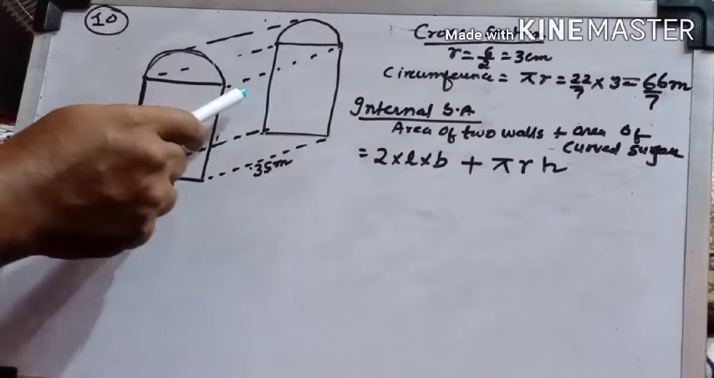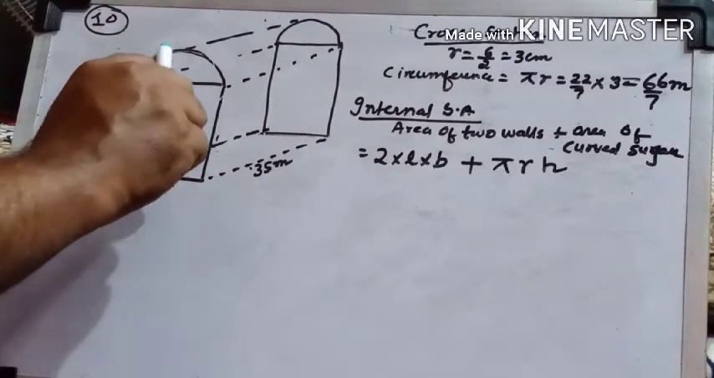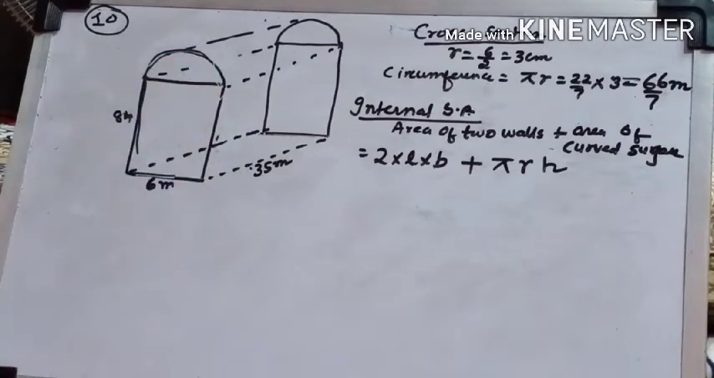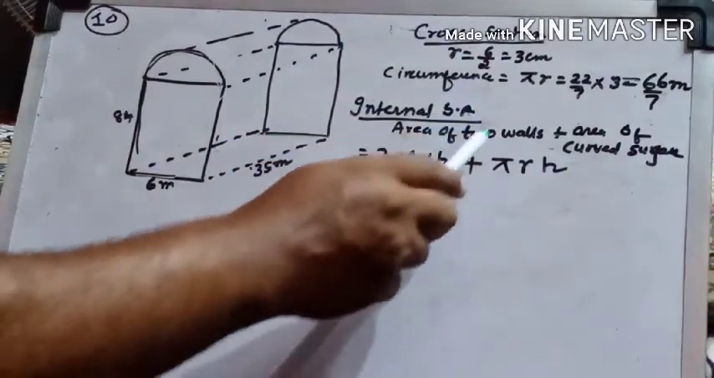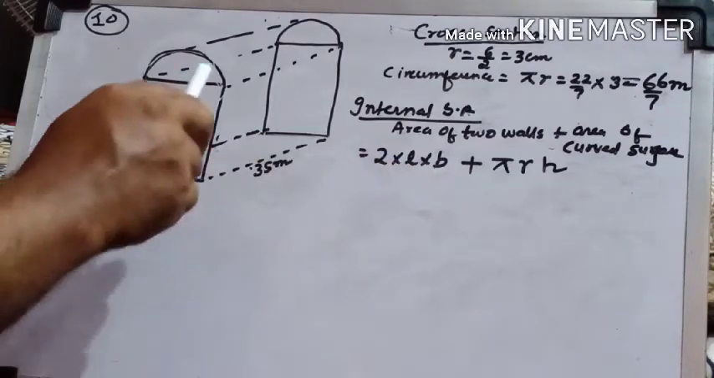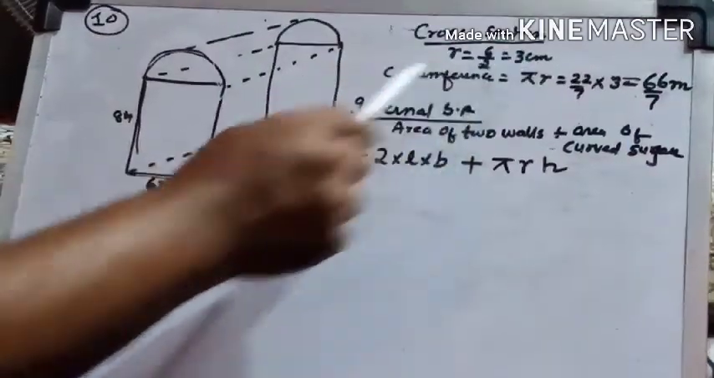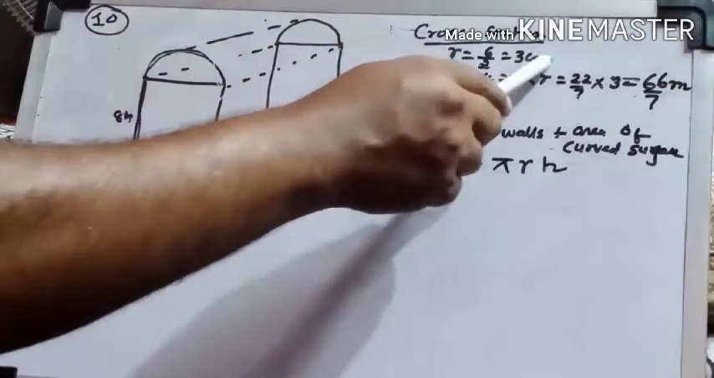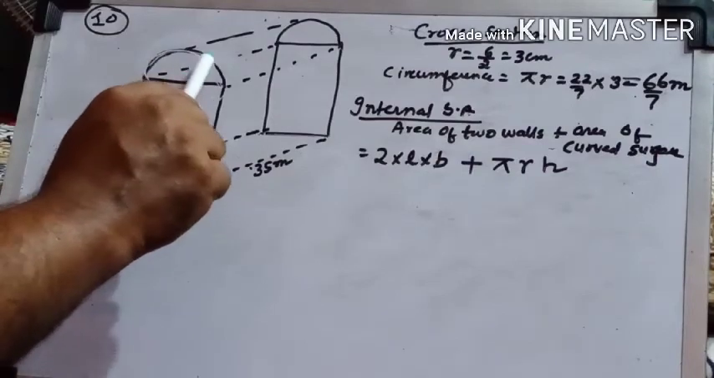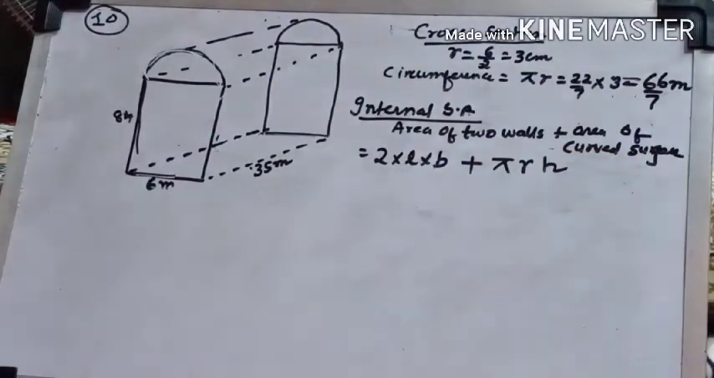It has a right side wall and a left side wall, vertical walls, whose area we will calculate, and this upper portion, which is half of a cylinder, whose area we will find out. So the internal surface area will be the area of the side walls, which is equal to 2 into L into B, and the upper portion is cylindrical, so it will be pi r into h. Since the diameter is 6 meters, the radius will be 6 by 2, that is equal to 3 meters. So this circumference will come out as pi r, that is 22 by 7 into 3, which is 66 by 7 meters.